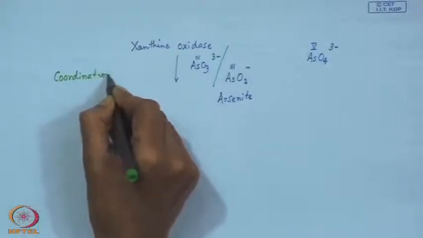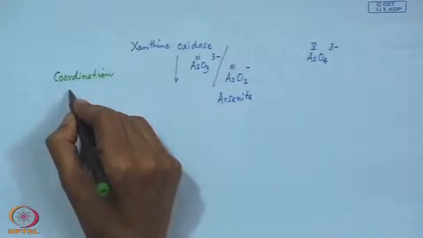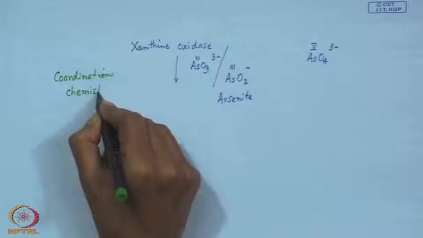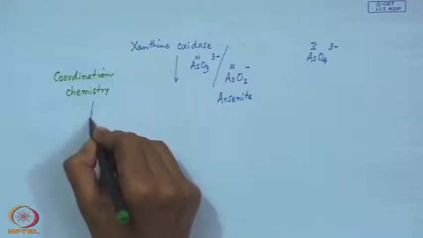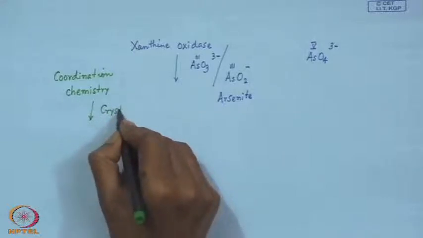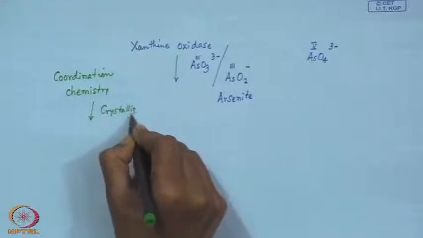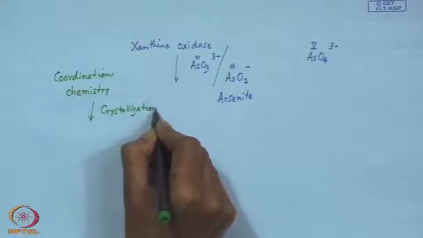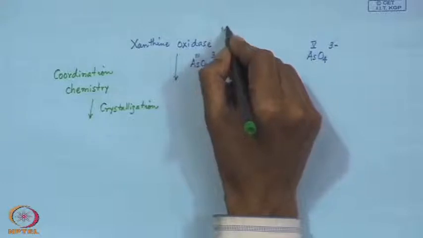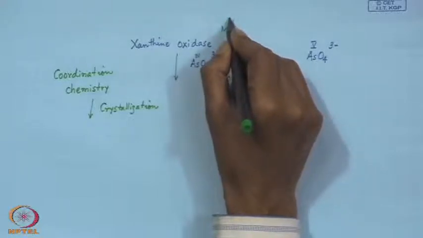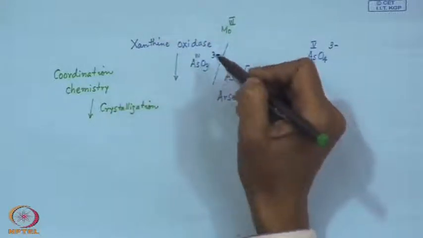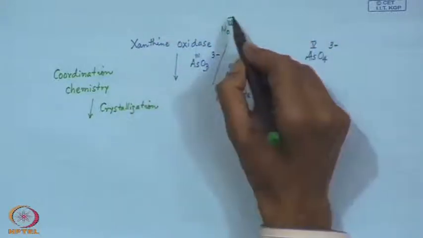So, we are taking the help of typical coordination chemistry. What we can do is basically the crystallization. Since we have this xanthine oxidase, which, if we consider it a molybdenum 6 species, we have the ligands from the pterine part, we have the oxo form and all other things.